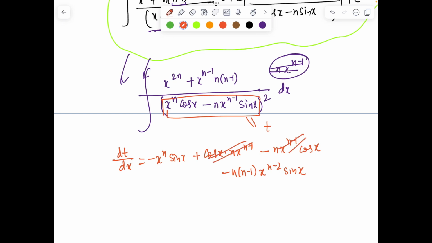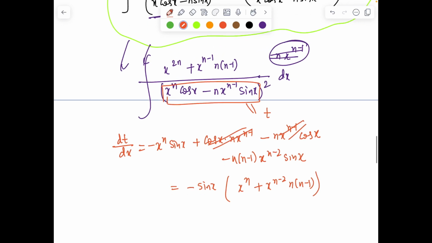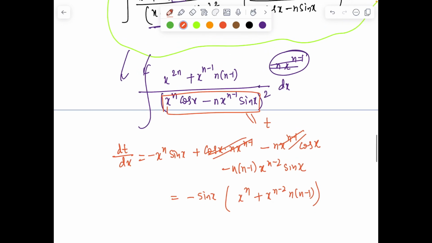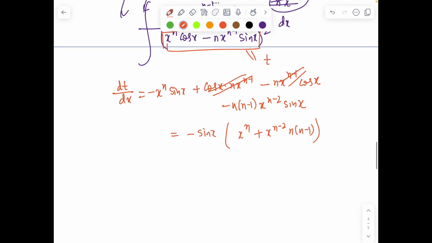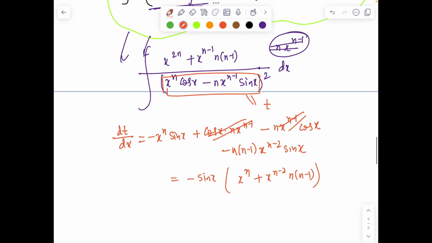And very interestingly, you can see these two terms go away, and we have minus sin x out, and we'll be having x to the power n plus x to the power n minus 2 into n minus 1, right? So that's not a bad deal because we are quite close probably, in the sense that now I just need to multiply and divide by this expression.